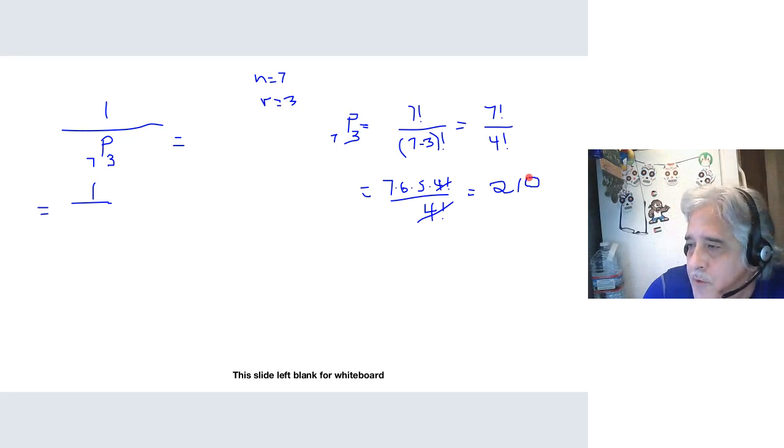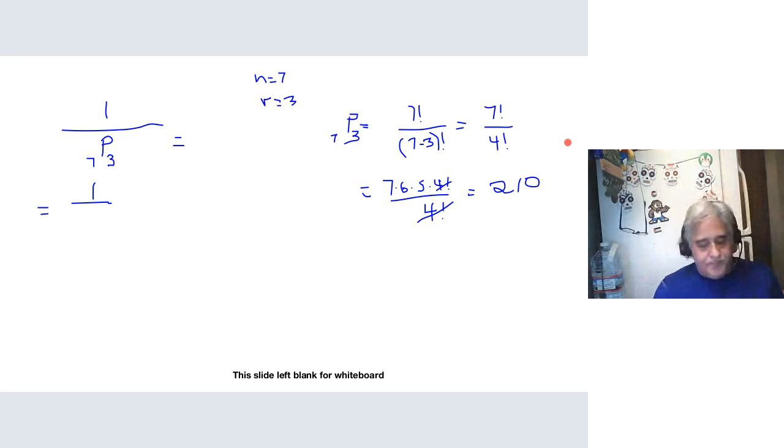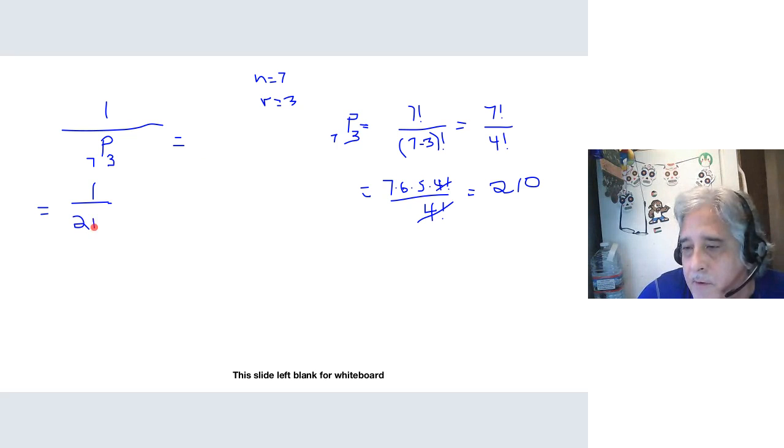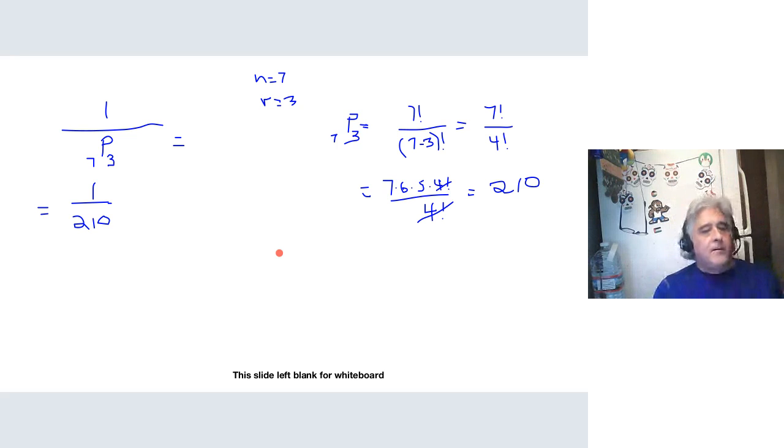Double check that for me. I'm going to do it with a calculator here just to make sure. 210 is correct. Okay. So there's a 1 over 210 probability that we select those 3 from the 7 in that one order.